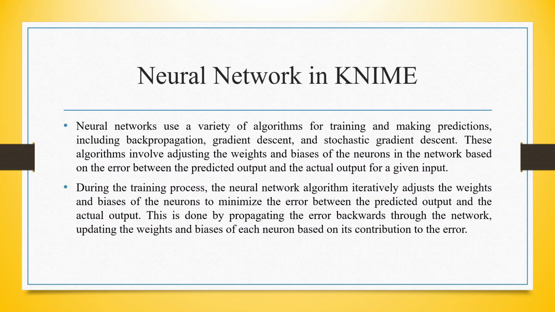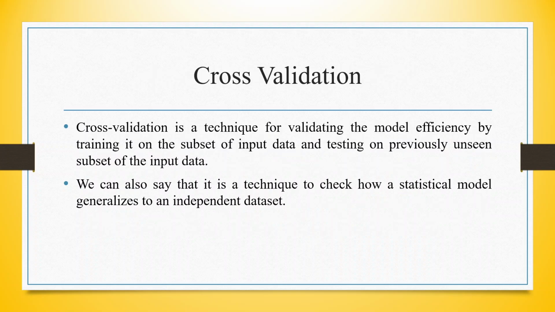During the training process, the neural network algorithm iteratively adjusts the weights and biases of the neurons to minimize the error between the predicted output and the actual output. This is done by propagating the error backwards through the network, updating the weights and biases of each neuron based on its contribution to the error.